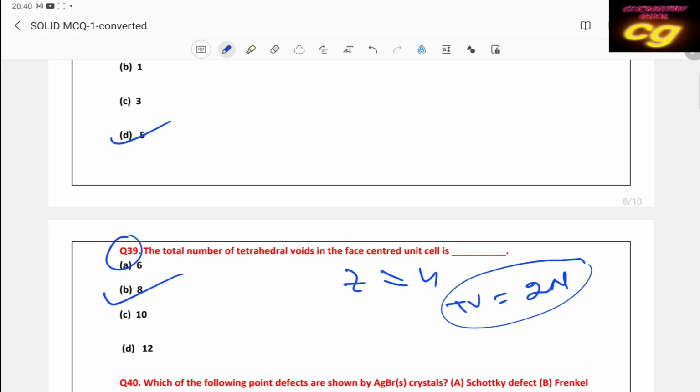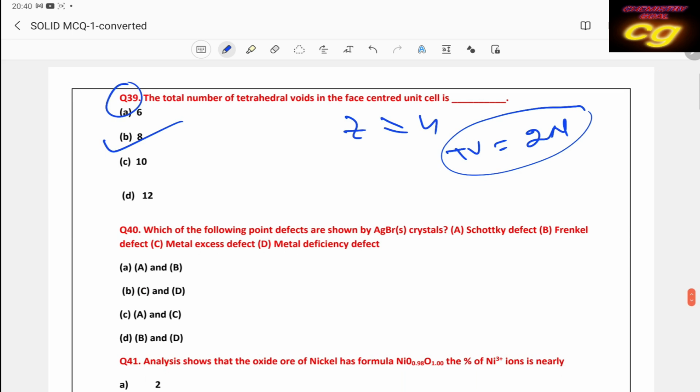Then which of the following point defects are shown by AgBr? Schottky defect, Frenkel defect, metal excess defect, metal deficient defect. We know silver bromide shows both Schottky defect and Frenkel defect. This is very important. So A and B, that is both are correct. So A and B, that is the first choice, is correct.